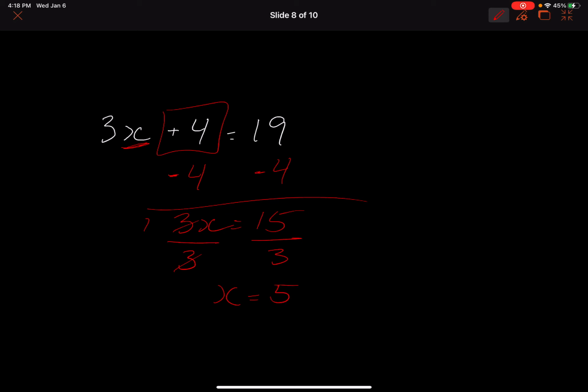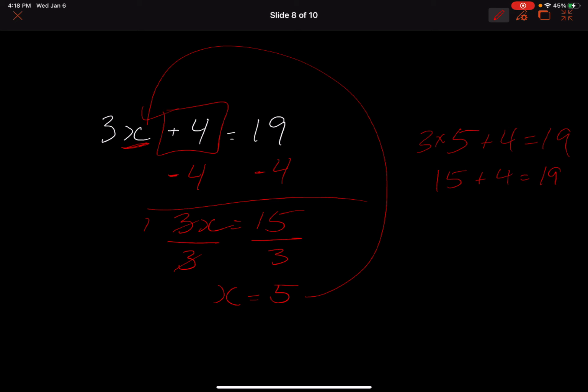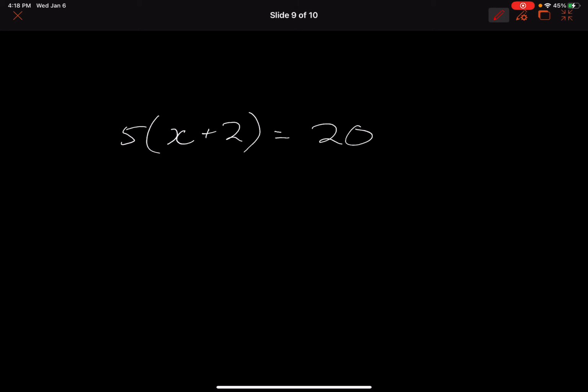Now, when I finish an algebraic question, I always go back and I plug it in, and I make sure that I have done all of my work correctly. So I plug that in, and now I have 15 plus 4 equals 19, and it does. So it worked out. All right, again, I'm going to get you to pause and work this out. Make sure you use the distributive property first, and then undo the problem, and then come back.